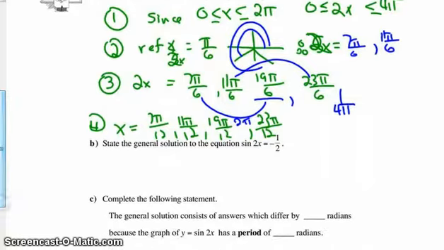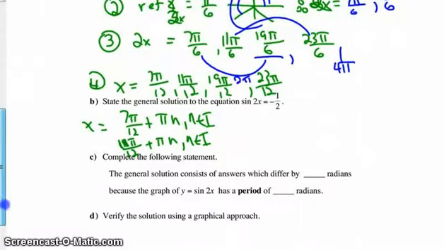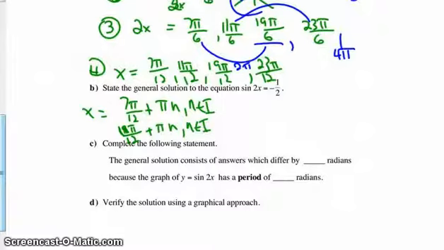The general solution, though, would be x equals 7 pi over 12 plus pi n, where n is an element of integers, and also 19 pi over 12 plus pi n, where n is an element of integers. I believe I said 19 pi over 12, but it's 11 pi over 12 plus pi n. The general solutions are answers which differ by pi radians because the graph of y equals sine 2x has a period of pi radians, and we can verify it graphically.